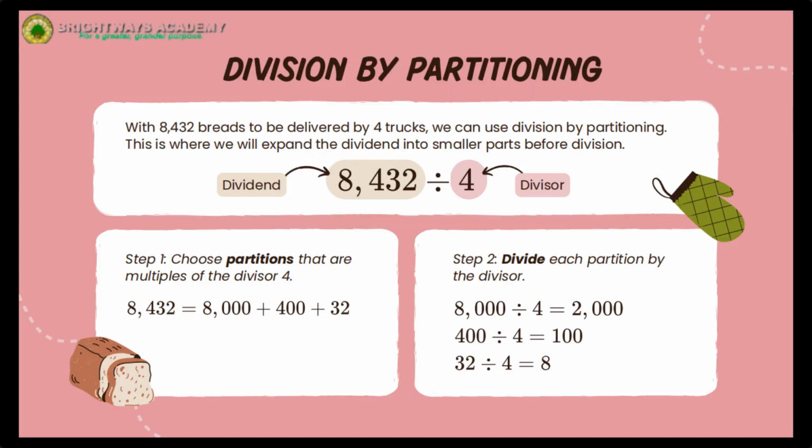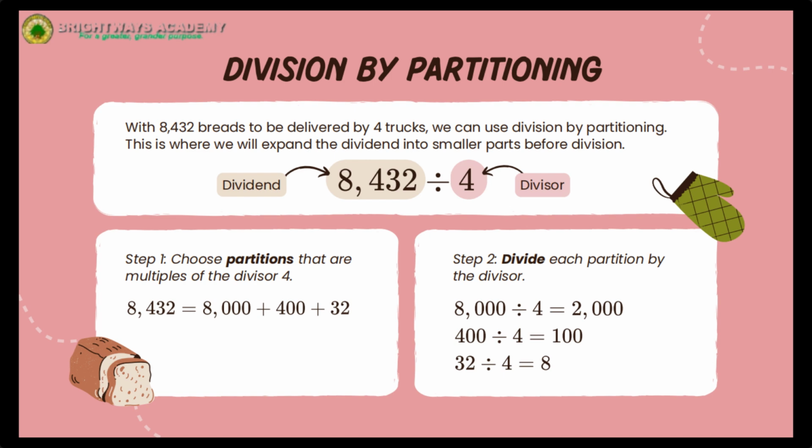So, for us to solve the problem, let's first identify the given. So, we have 8,432 breads to be delivered by 4 delivery trucks. So, that's the given. We can divide this by the use of division by partitioning. This is where we will expand the dividend into smaller parts before division.